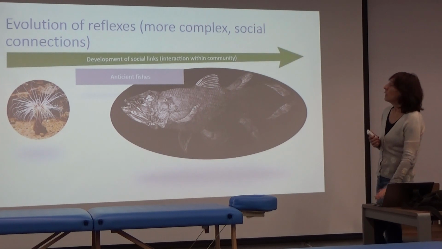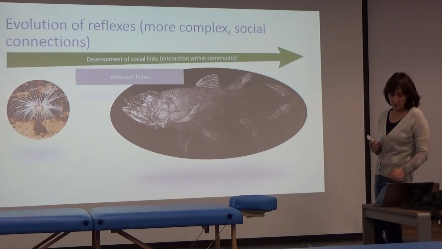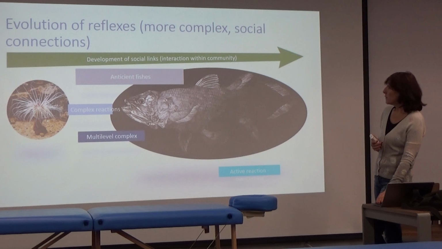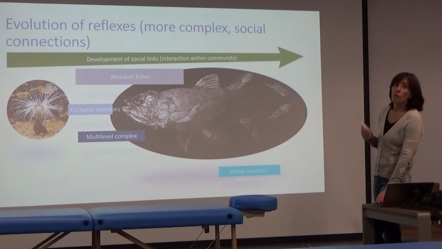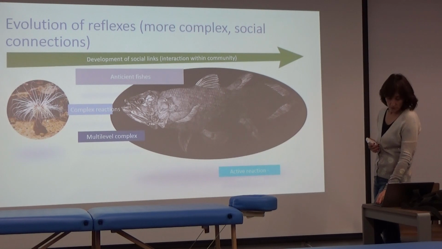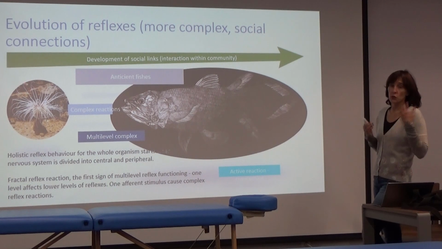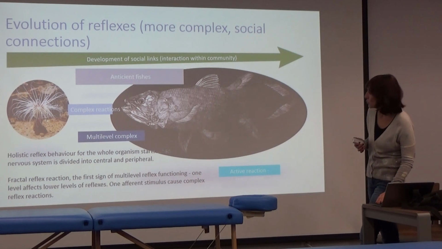Then even more complex with the fishes. They already start developing social links and they have interaction with the community. And they've got complex reactions and multi-level complex reflexes. So one reflex above another one. And they have an active reaction which is overcoming. They can choose how to react to different stimuli. Well, choose means automatically choose. It doesn't have the cortex.